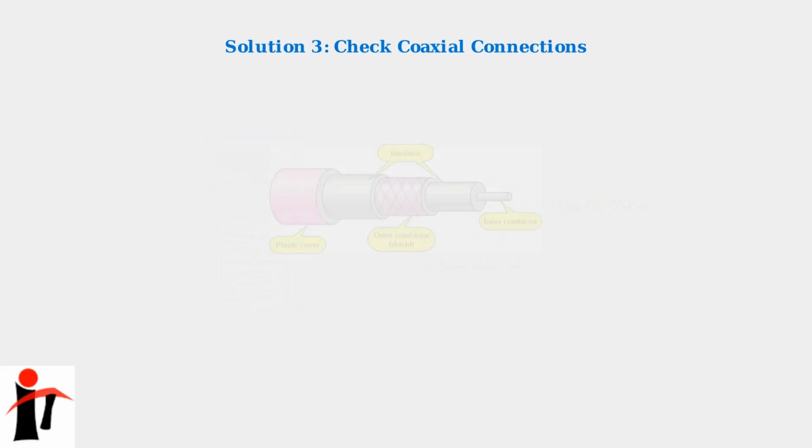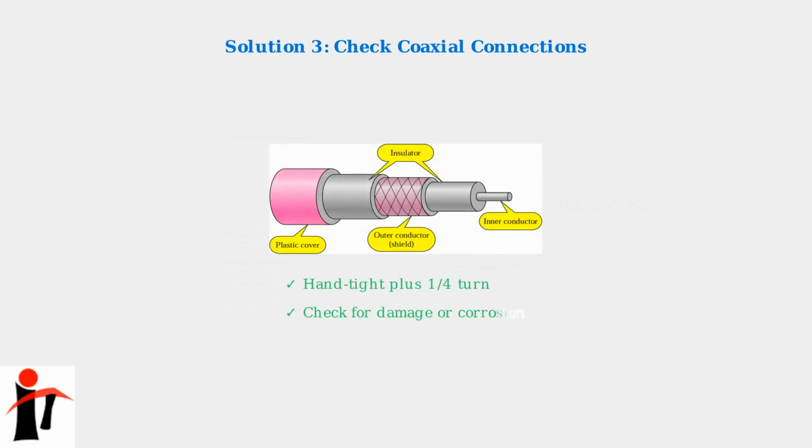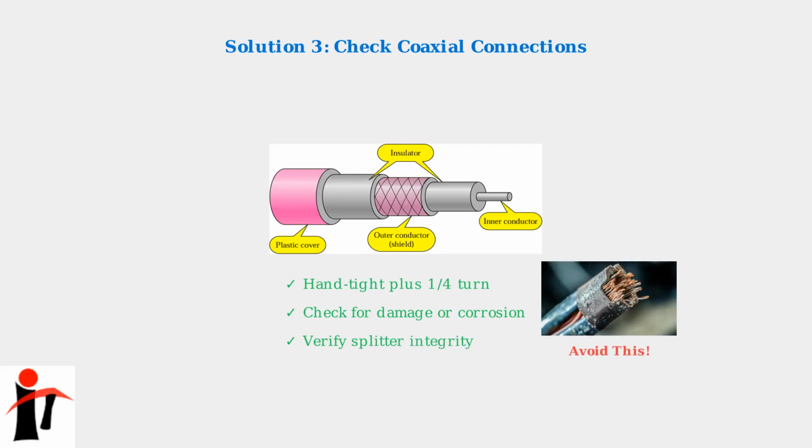Finally, check all coaxial cable connections. Ensure they are hand-tight plus a quarter turn, and inspect for any damage or corrosion. Poor connections are a common cause of boot loops and signal issues.